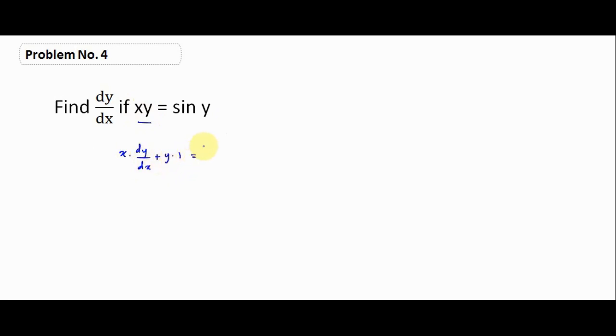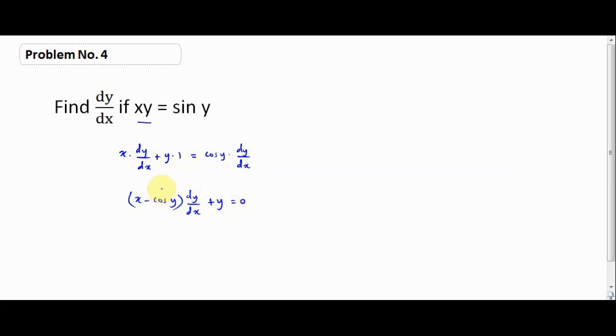So the differentiated version of the left hand side is x into dy by dx plus y. That should be equal to the differentiated version of the right hand side, which is cos y into dy by dx. Now let's combine the terms which have dy by dx. So we get x minus cos y into dy by dx plus y equal to 0.